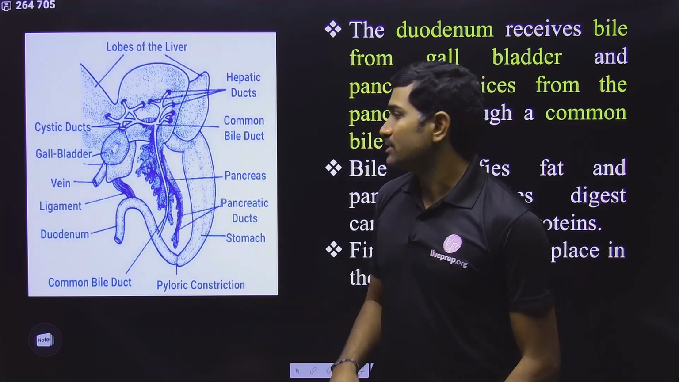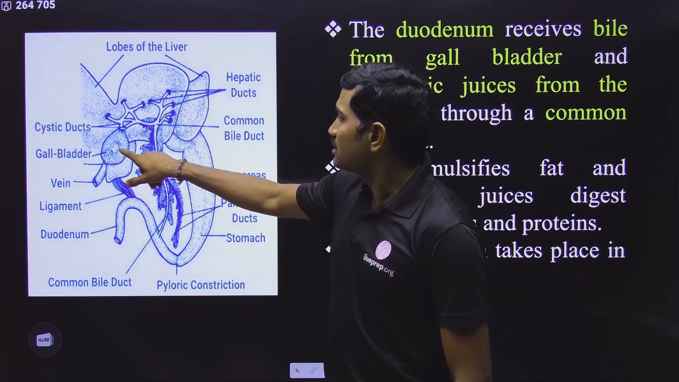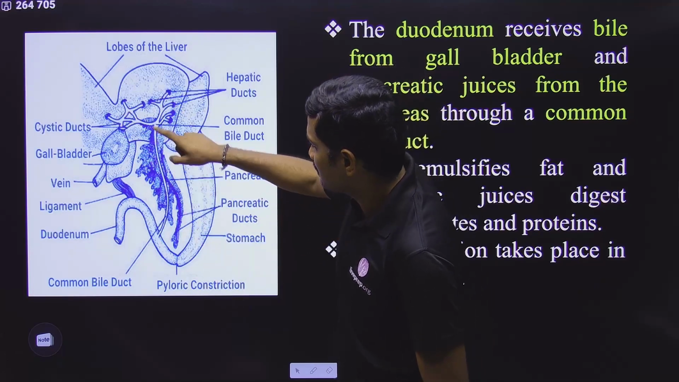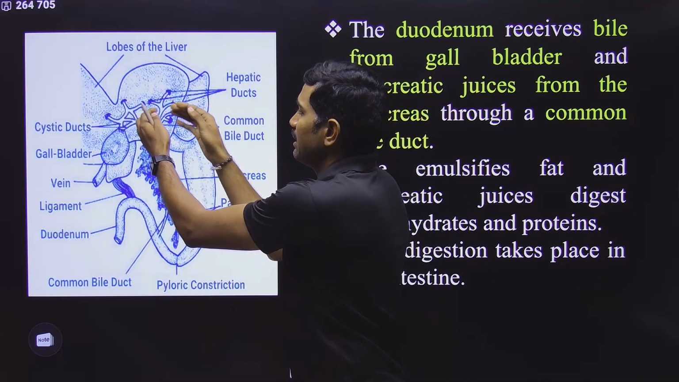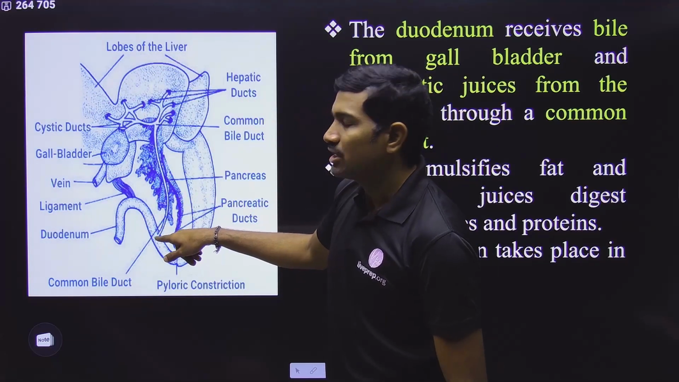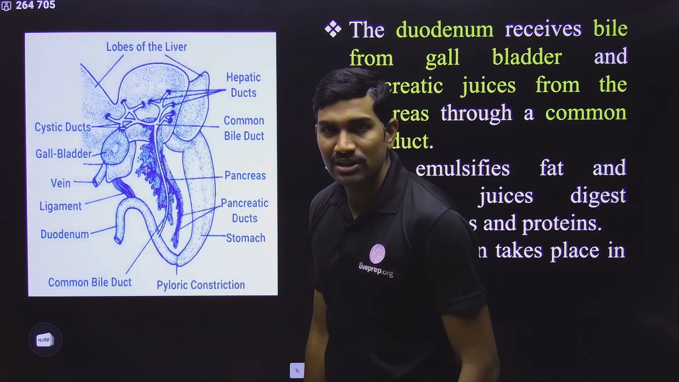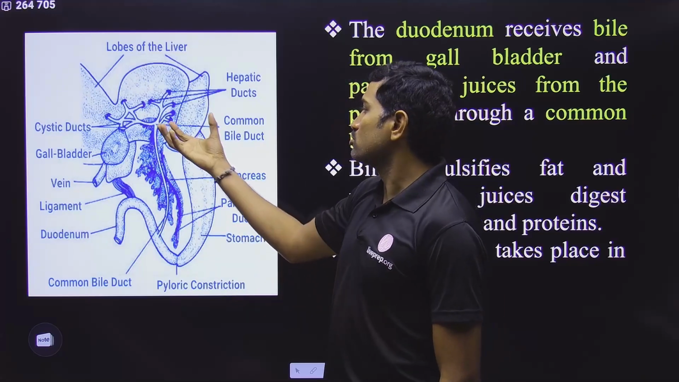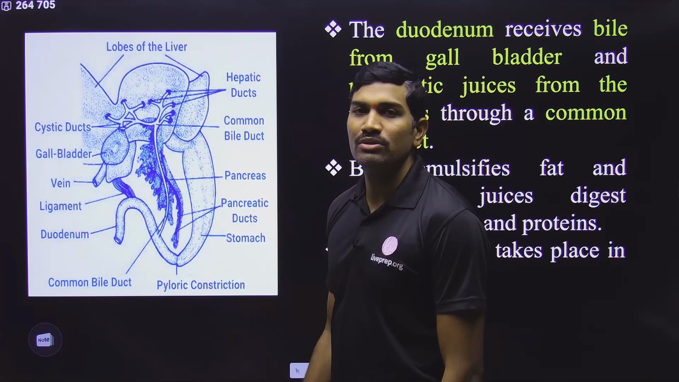Correct. Next one. This is the part from the liver, and this is the gallbladder. This is the cystic duct. So from this, bile is coming, and this is the pancreas. From the pancreas, the pancreatic duct will come. So bile duct, pancreatic duct. Now all of them are combinedly opening into the duodenum through the common bile duct. So what is this common bile duct doing? It is bringing bile from the liver and gallbladder, and also bringing pancreatic juice from the pancreas. Now all of them are coming into this duodenum.